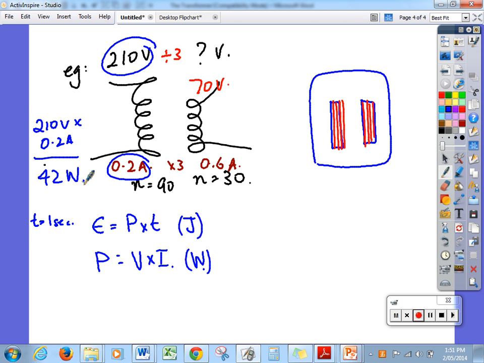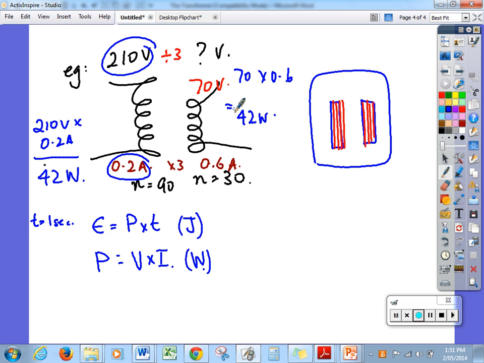Now, can you create or destroy energy? No. So if all the energy is transferred from the primary coil into the secondary coil, how much energy must be over here? 42 watts. So that means 70 times the 0.6 must still equal 42 watts. If you multiply those out, yes, it does. It equals 42.